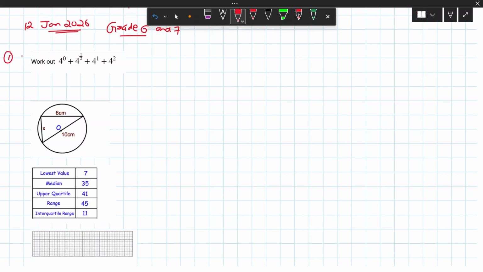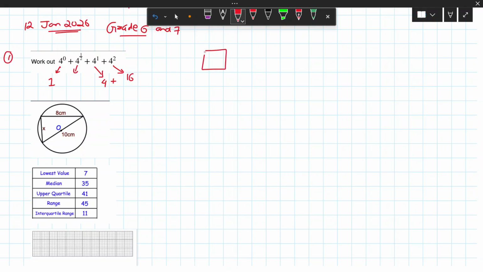So the first question for today is work out. We've got all the base 4 and various powers. So we just need to think for a bit. 4 to the power of 0, that's 1. 4 squared, that's 16. 4 to the power of 1, that's 4. And 4 to the power of a half.